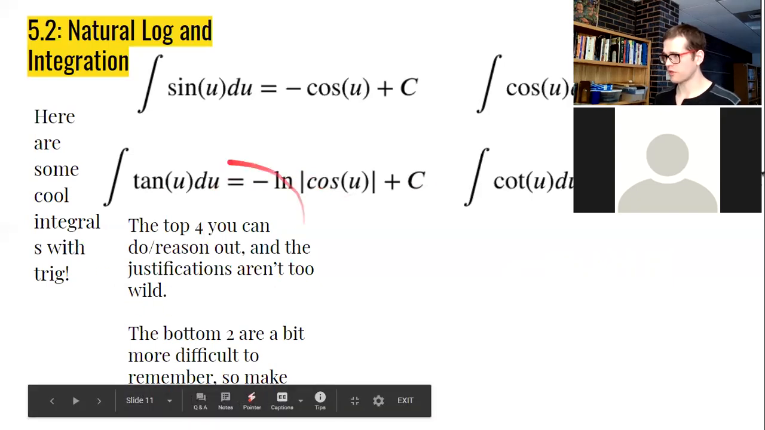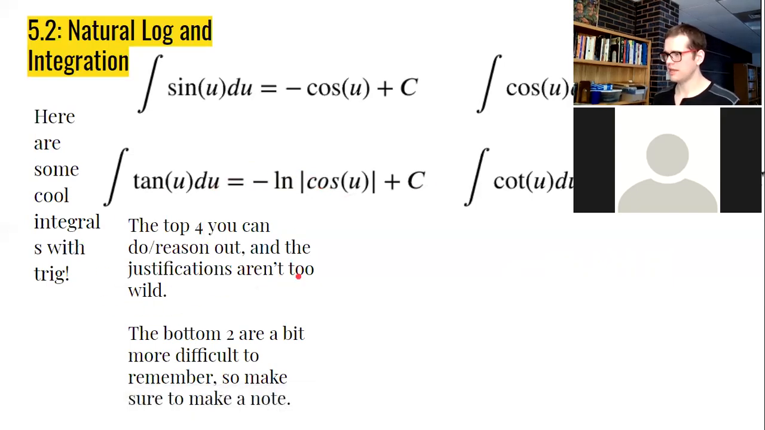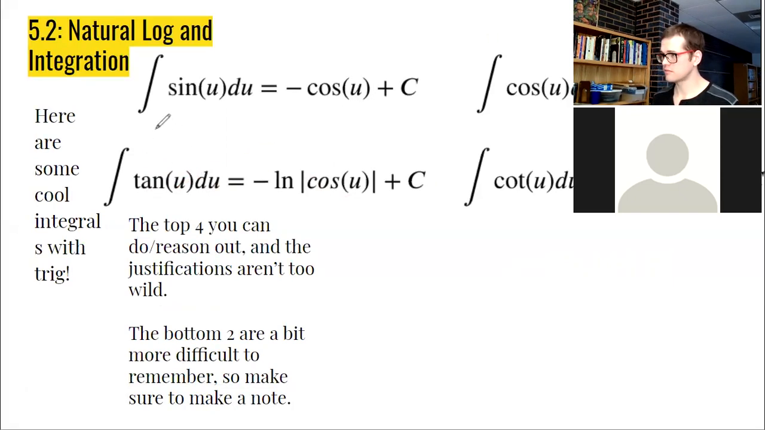Now, this one I want to point out. These top four we can do or reason out, and the justifications aren't too wild. In fact, tangent, remember, is a ratio. That one's sine over cosine. And if you set that up as let u equal cosine, because that's what's in the denominator, it'll work out. And you can use the log rule to do the antiderivative of that.